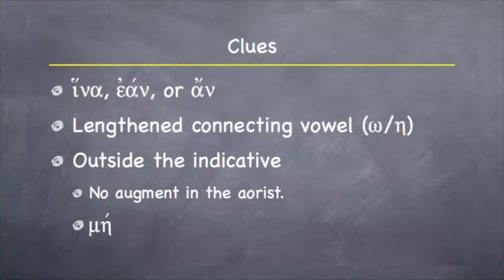Secondly, the subjunctive will have the lengthened connecting vowels. And then also there are two indicators that we've seen that at least you're outside of the indicative system, and that is the unaugmented aorist tense stem and mē. Those are indications that you're outside of the indicative, perhaps a subjunctive, perhaps a participle, something else. Okay? So those are the clues.